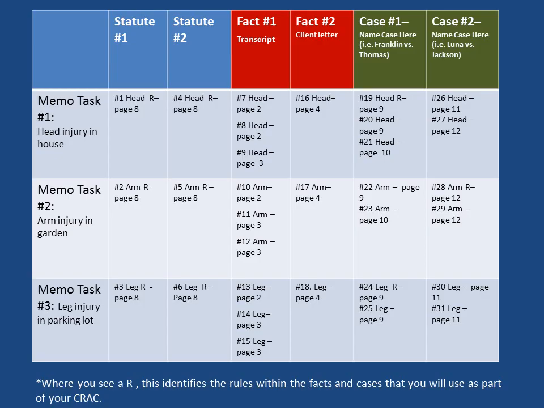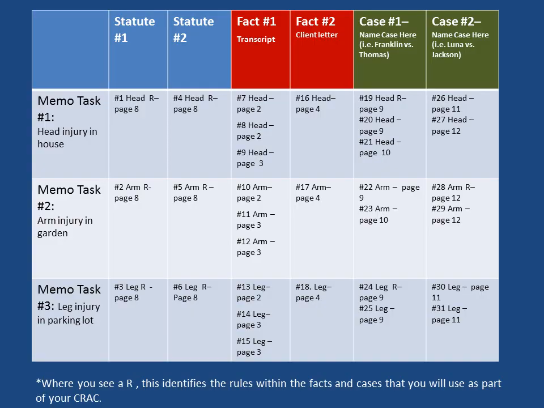This is what your grid should look like once you've completed it. Your task should be along the vertical axis. Your horizontal axis should contain all the different sections of the file. When you complete the grid itself, all the relevant information regarding the head, the rules, and the facts will be found on row 1. All the relevant rules and facts related to the arm are going to be found on row 2. All relevant facts related to the leg are going to be found on row 3.